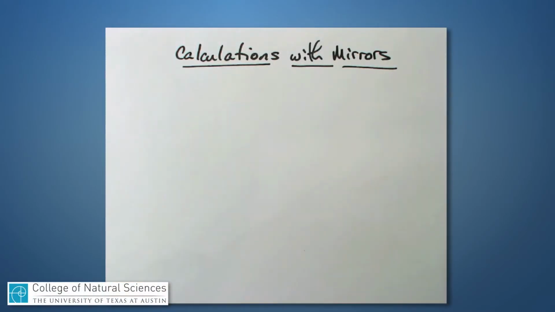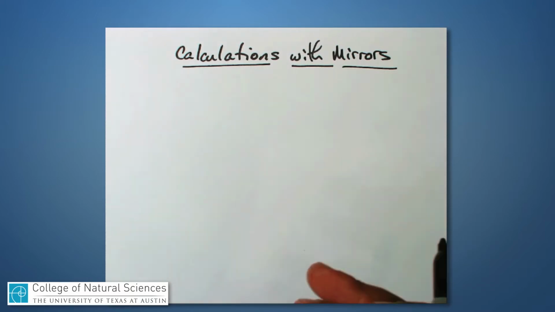Today we're going to be calculating how to find the image location behind a mirror or in front of a mirror using two important equations. The good news is we only have two equations to learn today, and hopefully in these two equations we will encapsulate all of the ideas that we've talked about very conceptually up until this time. So let me tell you those two equations.